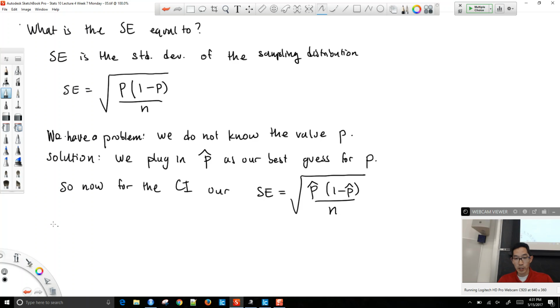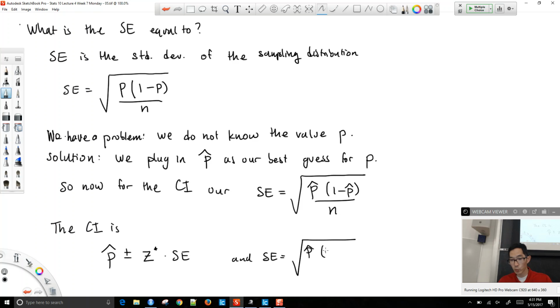So the confidence interval is p hat plus or minus z star times the standard error, and our standard error is equal to the square root of p hat times 1 minus p hat over n. Is that good? So this is how we make a confidence interval.